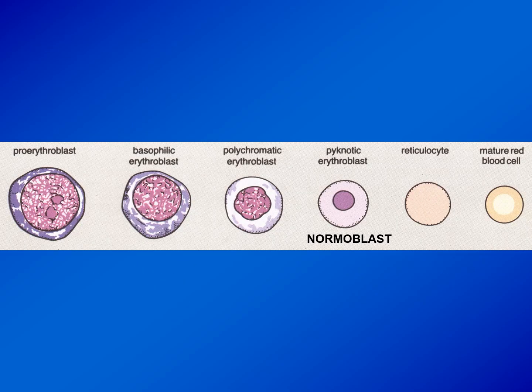These are the recognizable elements in the erythroid series in the bone marrow and the circulation. The proerythroblast is the earliest recognizable erythroid precursor. This divides and results in the formation of what we call basophilic erythroblast, then polychromatic erythroblast, pycnotic erythroblast, reticulocyte, and eventually the mature red cell.